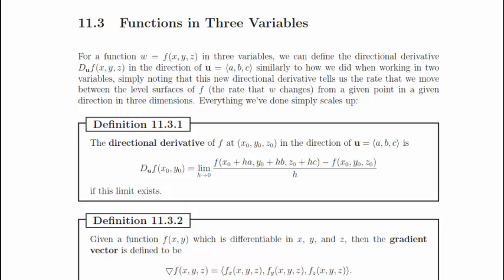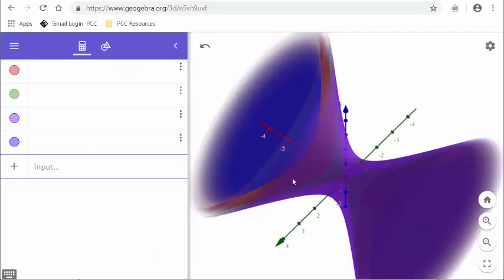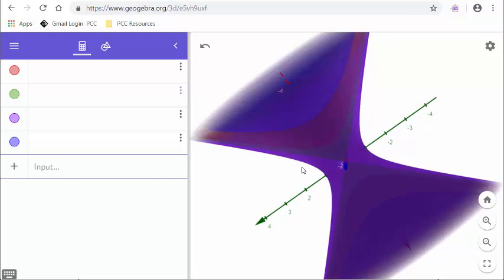So for a function in 3 variables, remember, I want to pull up an old graphic that I don't have prepped right here. I'm going to pause the video 1 second. Okay, so that wasn't really a second for you, but it was for me.